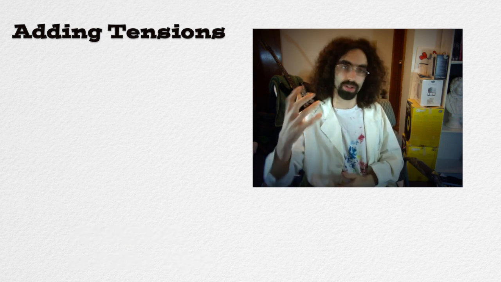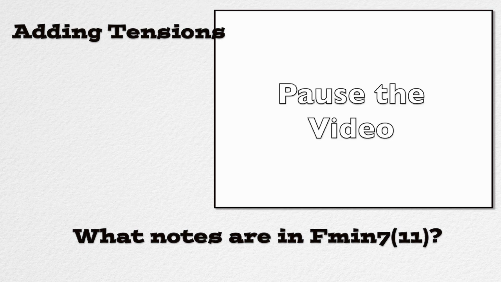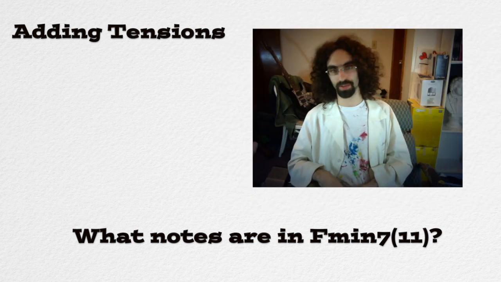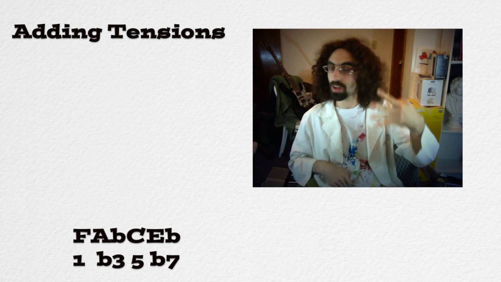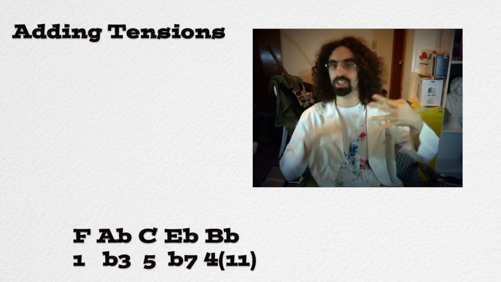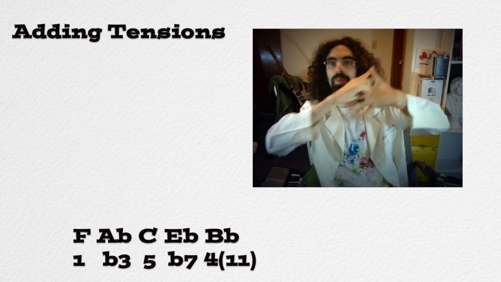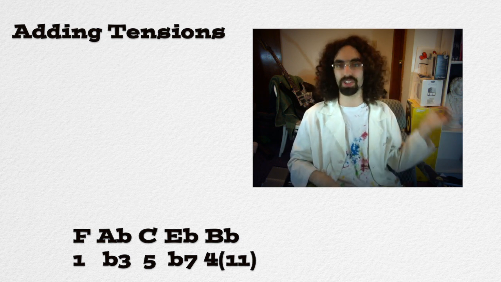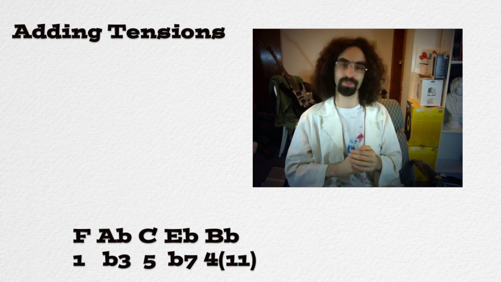So what are the notes in an F minor 7/11 chord? So first you form an F minor 7 chord, which is F, A flat, C, E flat. Then you add the 11, also known as the 4, which is B flat, and you end up with F, A flat, C, E flat, B flat for your F minor 7/11 chord. So F minor 7/11 is just F minor 7, and you throw in the 11, which is also the 4.